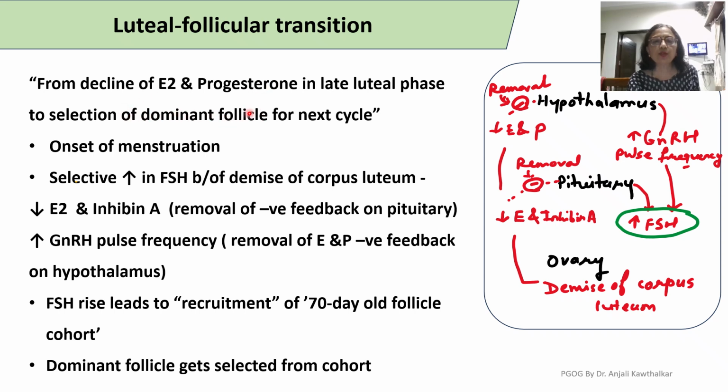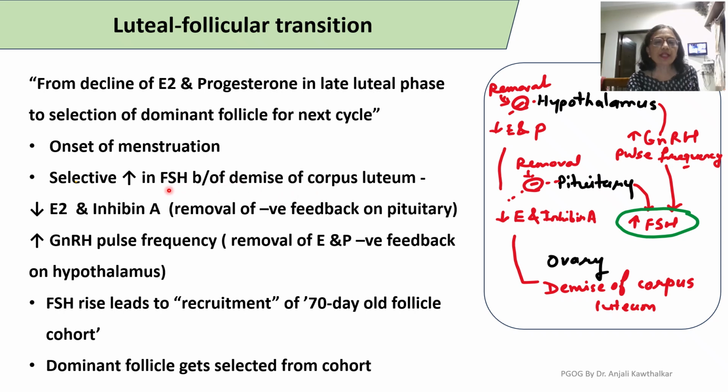So this is a gray zone between the luteal and follicular phase, which is very important for the regulation of the menstrual cycle. Here the menstruation starts, then there is a selective increase in FSH. There is no disproportionate increase in FSH as compared to LH. Only FSH increases during this luteal follicular transition, and this increase in FSH is because of the demise of the corpus luteum. The corpus luteum stops secreting estradiol, progesterone, as well as inhibin A, and that leads to the FSH rise.